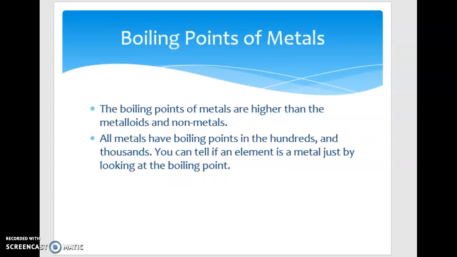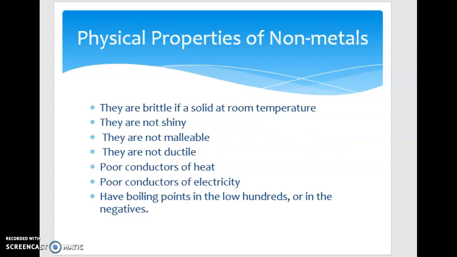The boiling points of metal, that is a physical property. What point does it have to be heated up to get it to start to melt? You know that a metal has to be heated to a very high temperature before it is going to start to melt. So all metals have boiling points in the hundreds and thousands. And you can tell if an element is a metal on a chart just by looking at its boiling point. If it has a high boiling point, then it's a metal.